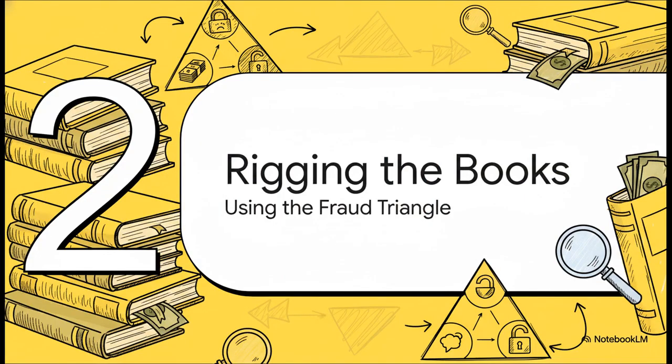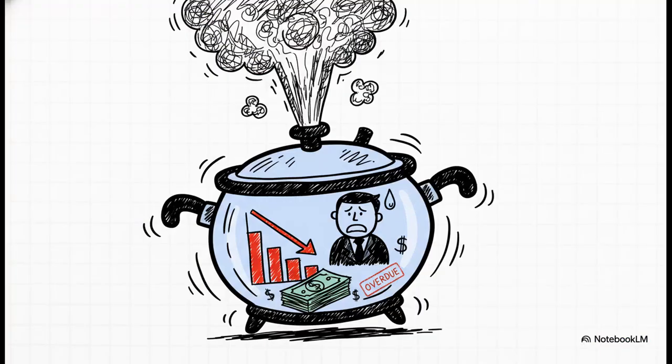Now for section 2. Let's tackle that first type, rigging the books. We're going to apply our awesome fraud triangle to see what an auditor should be looking for when it comes to fraudulent financial reporting. First up, let's talk incentive. I want you to think of this as the pressure cooker. What kind of intense pressure could possibly push a management team to deliberately lie on their financial statements?